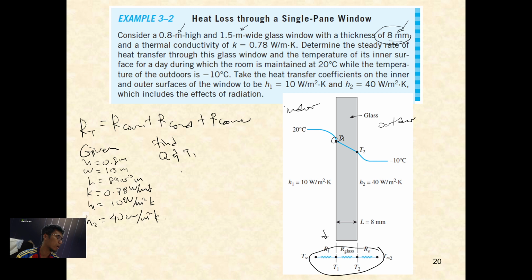To find Q, you must find R total. How to find R total? We know that R convection here equals 1 over H A, plus conduction in the middle of the glass. What is its formula here? L over K A. And another convection is 1 over H A. So this is H1, here H2. So you solve for R total.